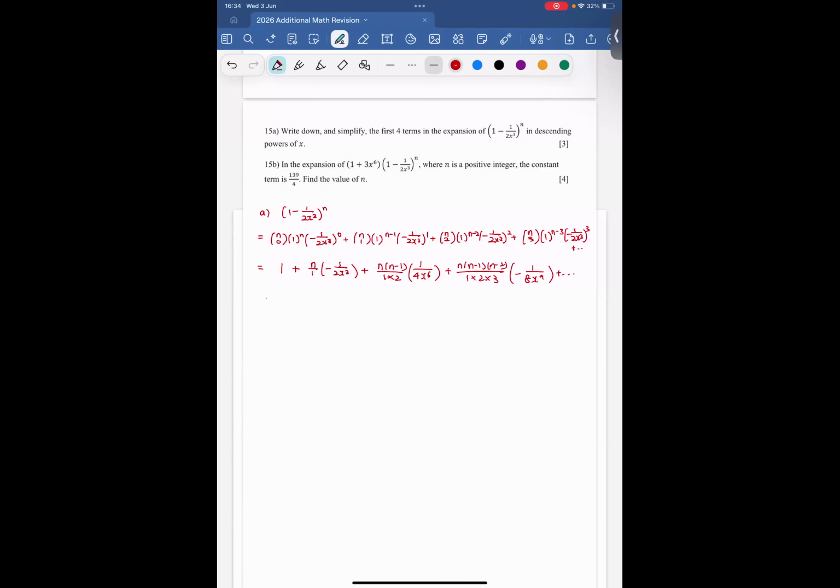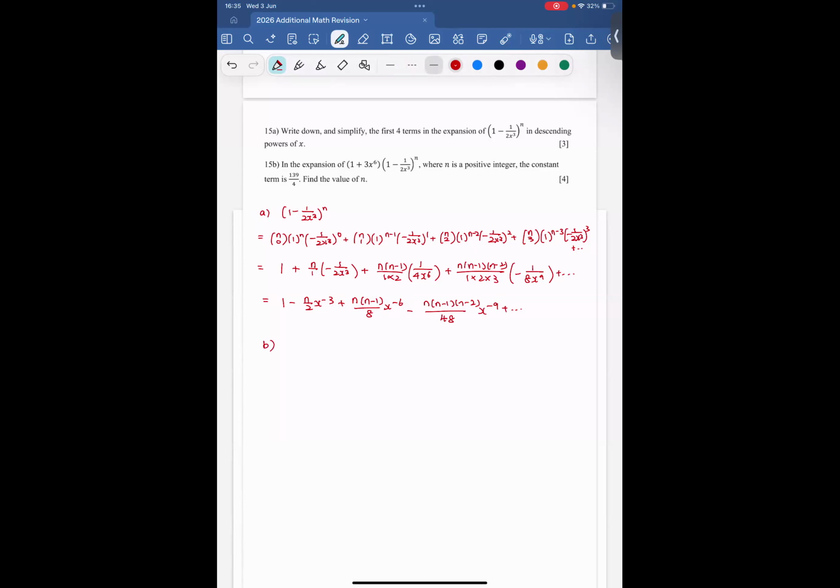We better simplify further a bit. So this becomes 1 minus n over 2 x to the power negative 3. This becomes n times n minus 1 over 8 x to the power negative 6. This becomes n times n minus 1 times n minus 2, minus 48 x to the power negative 9. Okay, this is how you simplify, and you can see it's in descending power: negative 3, negative 6, negative 9.